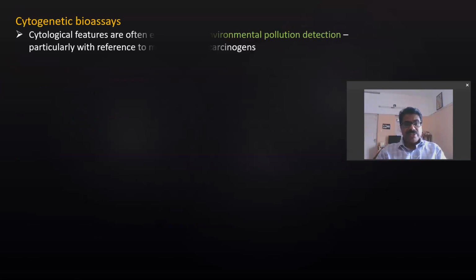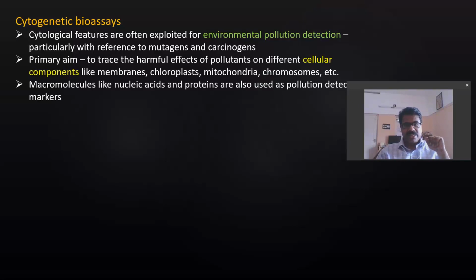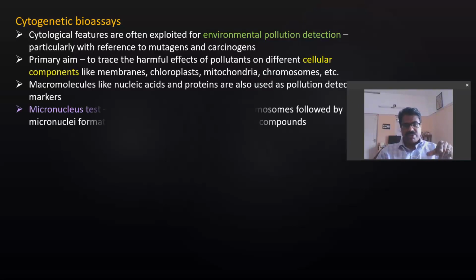Coming to cytogenetic bioassays, they are often exploited for environmental pollution detection with reference to mutagens and carcinogens. Carcinogenic pollutants can be assayed using cytogenetic bioassays, and here the harmful effect of pollutants on different cellular components like chloroplasts, mitochondria, chromosomes, etc., can be detected. Macromolecules like nucleic acids and proteins are also used for detection.